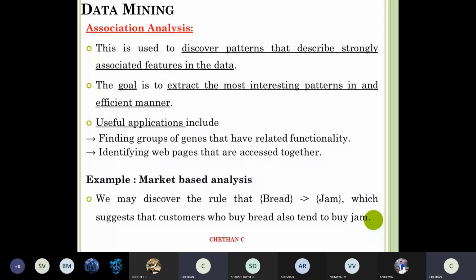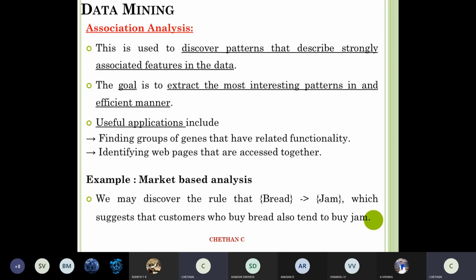So what is association analysis? Discover patterns that describe strongly associated features. What is the goal here? To extract the most interesting patterns in an efficient manner. What are useful applications? Finding groups of genes that have related functionality. That's a very biological term, right?